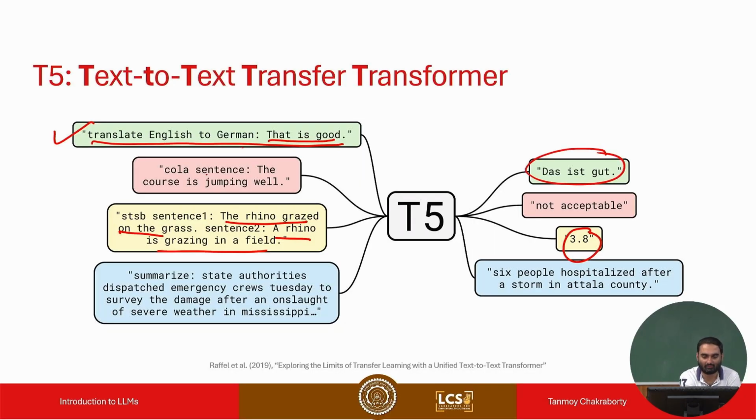Now this is another task called CoLA, the Corpus of Linguistic Acceptability. It's a part of the GLUE benchmark, and the task is to check whether the sentence is acceptable or not, right? For example, "the course is jumping well", is it acceptable or not? This is not acceptable, so the output will be "not acceptable". It's a classification problem. Okay, and then this is the STSB task, which is sentence similarity measurement, and then summary. So all sorts of tasks can be thought of as text-to-text, and you pass it through T5, and T5 will generate the answer.